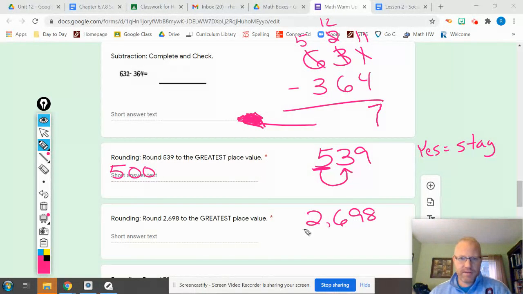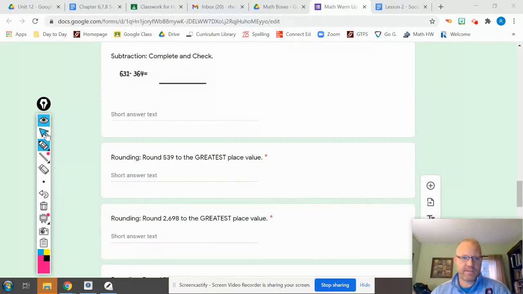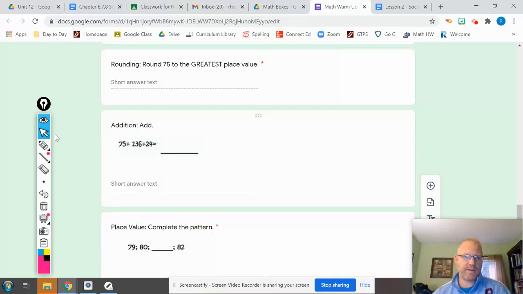2,698. The 2 asks the 6, are you less than 5? The 6 says no. So the 2 has to go up 1, becomes 3,000. Now what you should notice is that 2,698 is closer to 3,000 than 2,000. So on a number line, it would be closer to the 3,000. And that's something we should always be thinking of as we round. You don't always have to ask the question if you can see it in a number line.